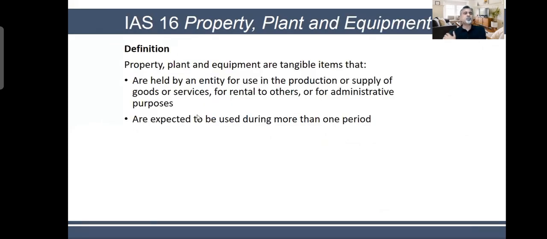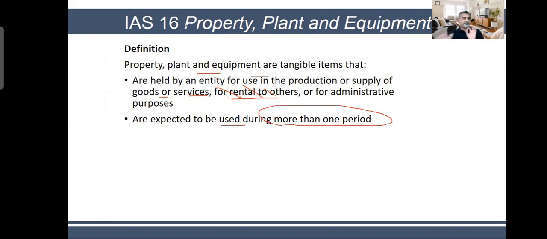So first we start with the definition of this, PPE, property, plant and equipment are tangible items. So first thing you understand that these are tangible. These are held by an entity for use in the production or supply of goods or services, for rental to others, if the rental is your business, or for administrative purposes. I should remove this thing rental to others for a while. I will explain you why. These are expected to be used during more than one accounting period.